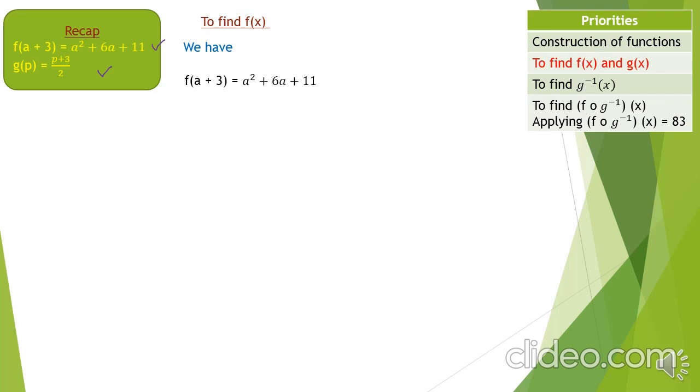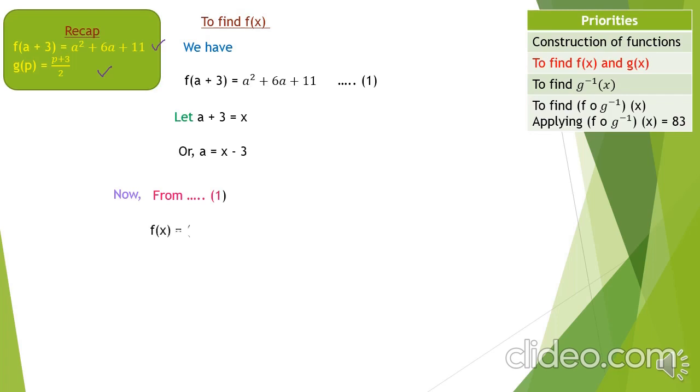So let a plus 3 be equal to x, or a is equal to x minus 3. Now from 1, here we have to replace the value of a plus 3. We have to replace a plus 3 by x and a by x minus 3.